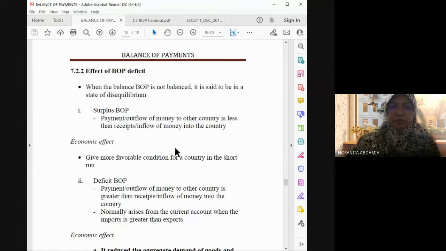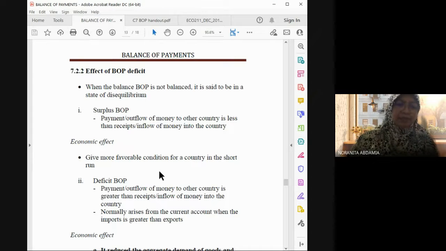Okay, right. This is effect. Okay, for this BOP, we will face the problems if the BOP is imbalanced. Imbalance actually got two status, apa dia? The deficits and the surplus. But when the BOP is actually not balanced, kalau surplus ni, economic effect dia sebenarnya kita suka, which one? Give more favorable conditions for a country in the short run. So of course, who don't want to have the surplus balance of payment? Surplus means that our export are greater than our import. The money flowing into our country is greater than money flowing out.